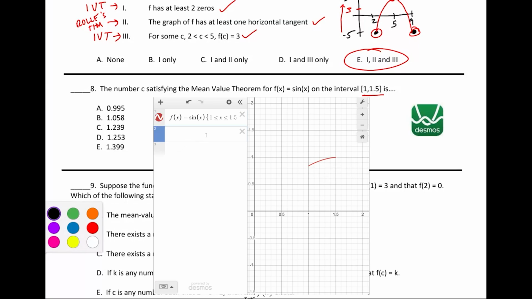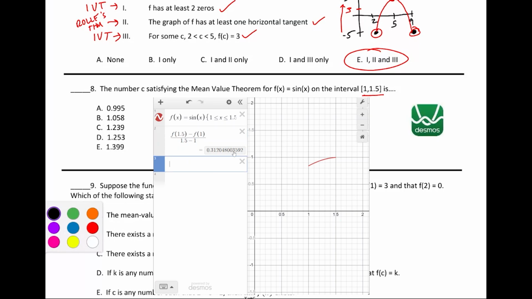So let's first find the slope of the secant line that passes through 1, 0.84 and 1.5, 0.997. Now we don't actually need to round anything here. We're just going to compute f of b minus f of a over b minus a, where these endpoints, the b and the a, will simply be the endpoints of the interval, so from 1.5 to 1. Okay, so this right here is the slope of that secant line.